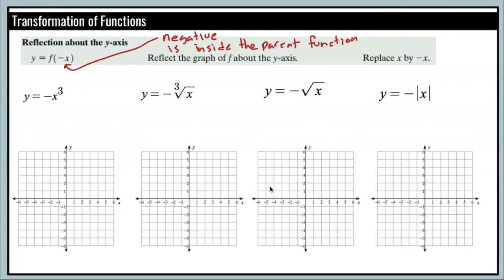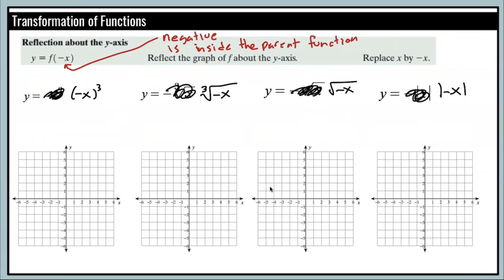One thing I noticed is I forgot to change these equations. This should be negative x cubed. This should be cube root of negative x. And this should be square root of negative x. And this should be negative absolute value of negative x, okay? Let's go ahead and do that. And I'm gonna show you what these look like.